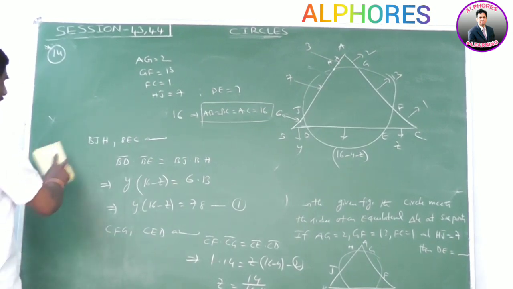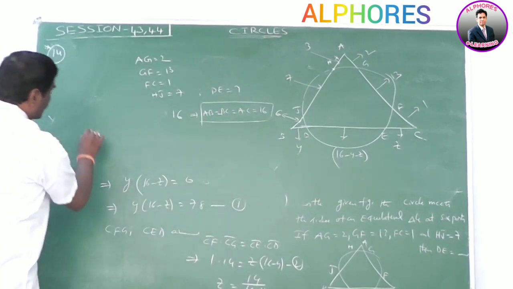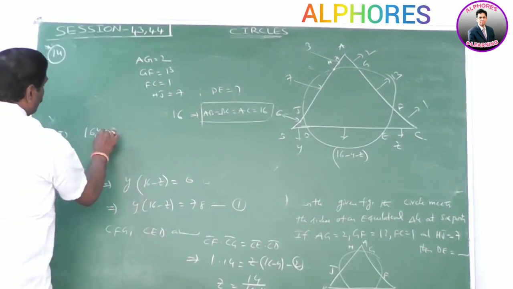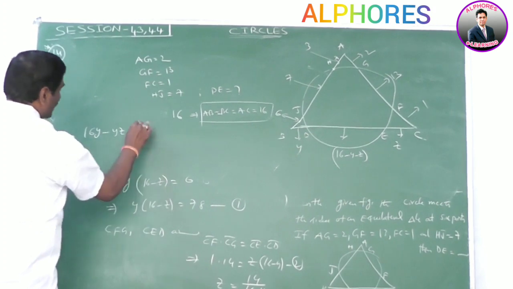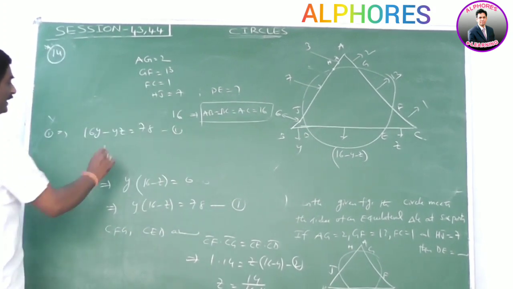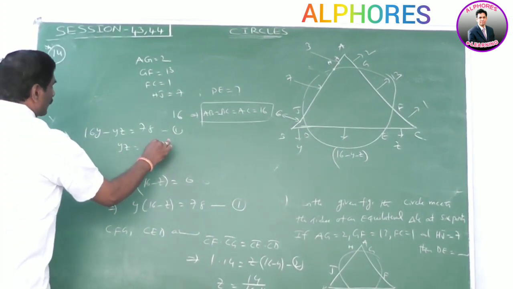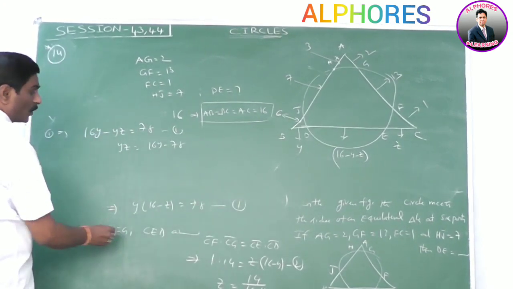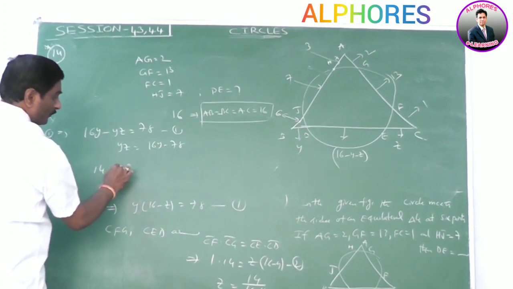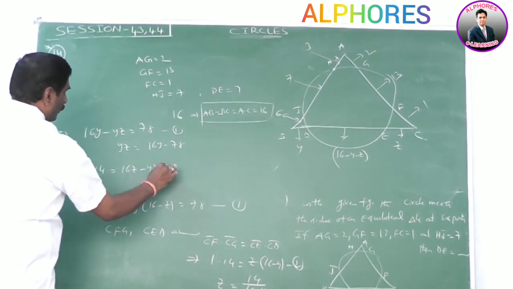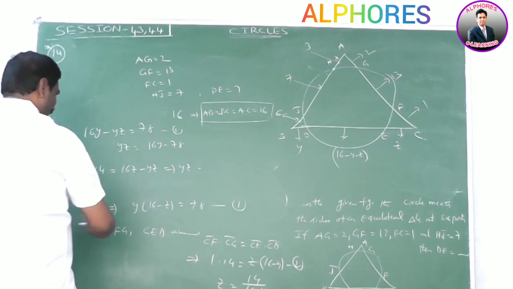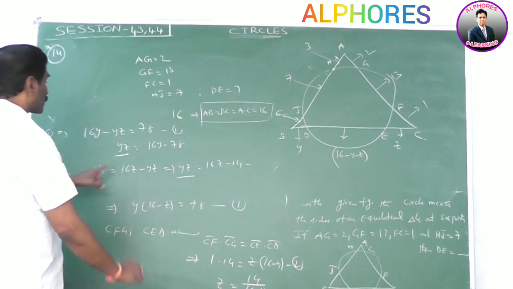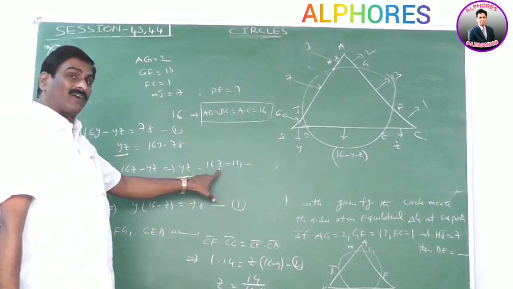Or alternate method. From equation 1, 16y minus yz is equal to 78. It is equation number 1. Here yz is equal to 16y minus 78. From equation number 2, 14 is equal to 16z minus yz. Yz is equal to 16z minus 14. Here, equating these two yz values, we get the relation between y and z.